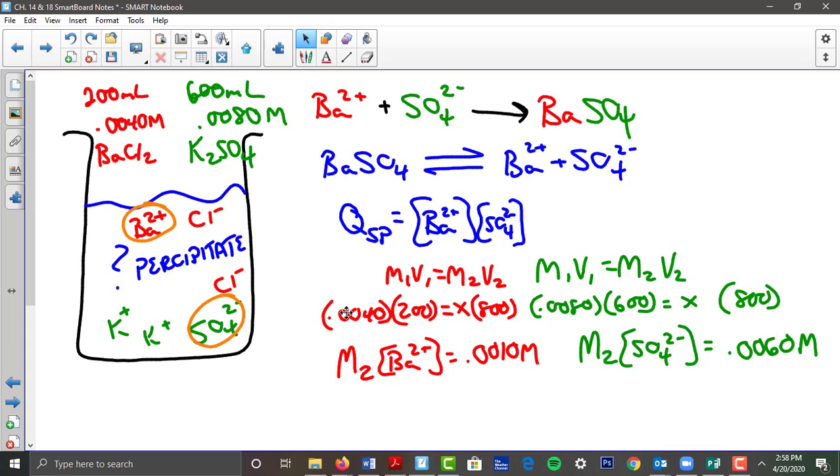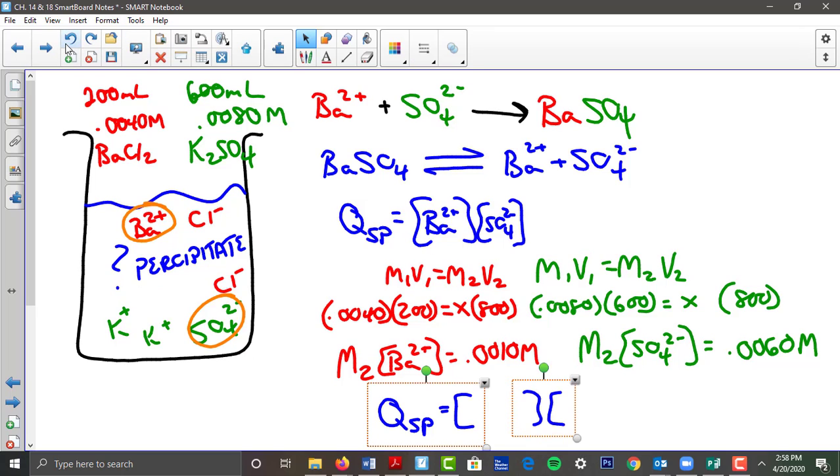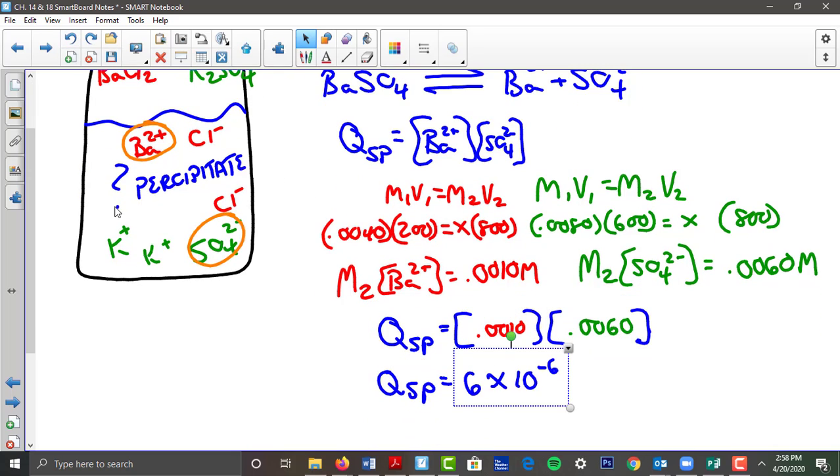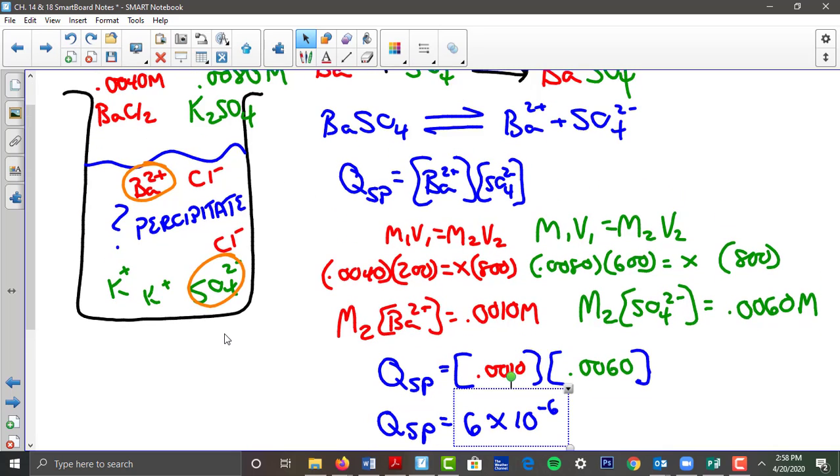The barium went from 0.0040 to 0.0010, and the concentration of the sulfate ions went from 0.0080 down to 0.0060. It's always going to go down in a dilution. So now if we take the concentrations of the barium and the sulfate that we've solved for here and plug them into Q, 0.0010 times 0.0060, we get a Q equal to 6 times 10 to the negative 6th.